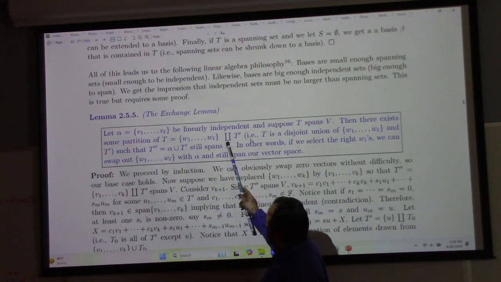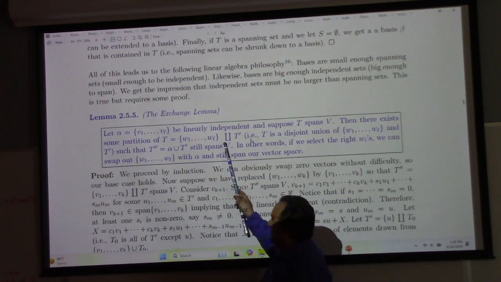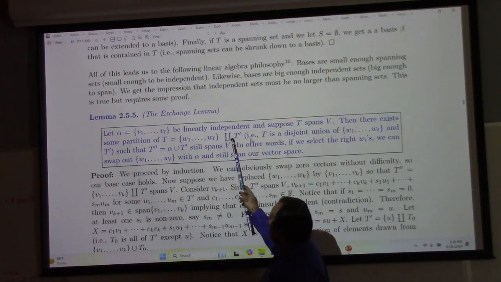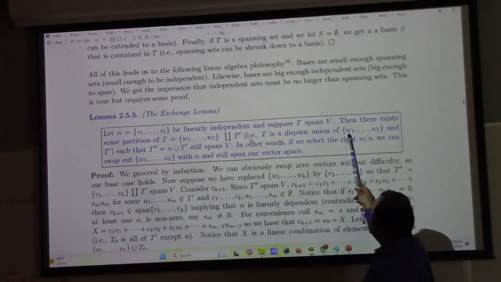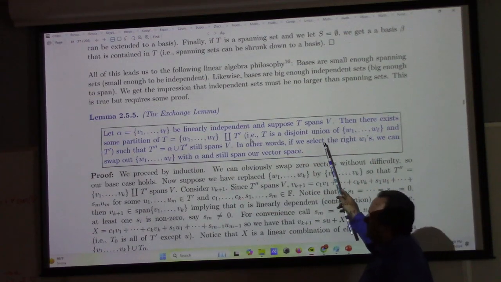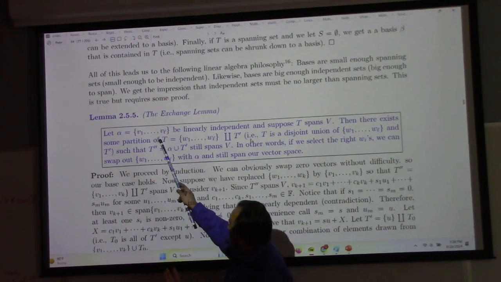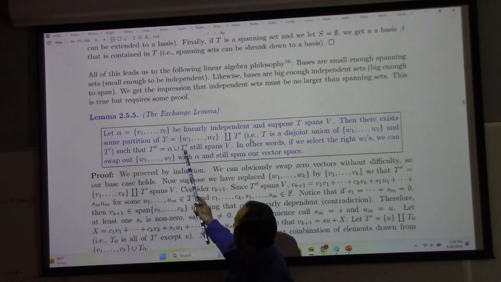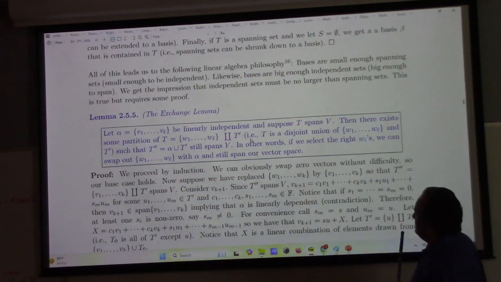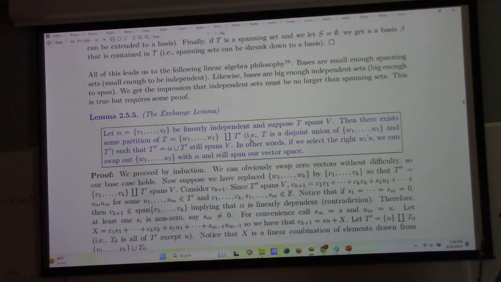And this right here is a funny thing. This is the disjoint union, all right? T is a disjoint union of these vectors and T prime. Then if we take T double prime as this set of vectors unioned with T prime, that still spans V. In other words, if we select the right WIs, we can swap out W1 through WL for alpha, and it will still span our vector space.